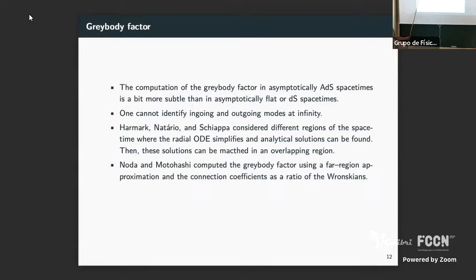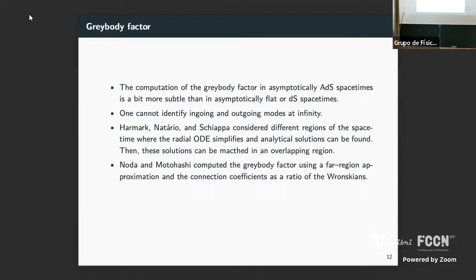And then Noda and Motohashi computed using the same idea, but instead of the near region at the horizon, they consider the Heun solutions, and for the connection coefficients, they consider just the ratio of Gaussians.